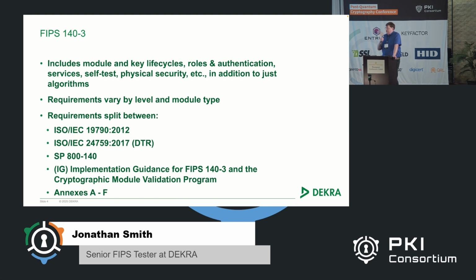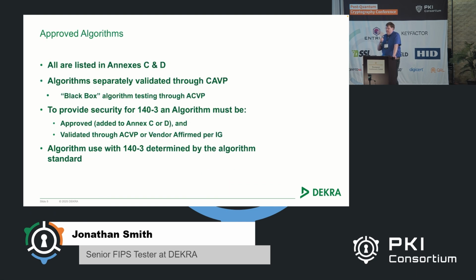So to actually use an algorithm to provide cryptographic security within 140-3, really 4 things need to happen. First, the algorithm needs to get standardized, usually by NIST, because they won't use something that's not a standard. Second, it needs to get added to the approved algorithm lists, because just because even NIST published an algorithm standard does not mean it's necessarily usable within 140-3 yet. It has to get added specifically to those annexes.